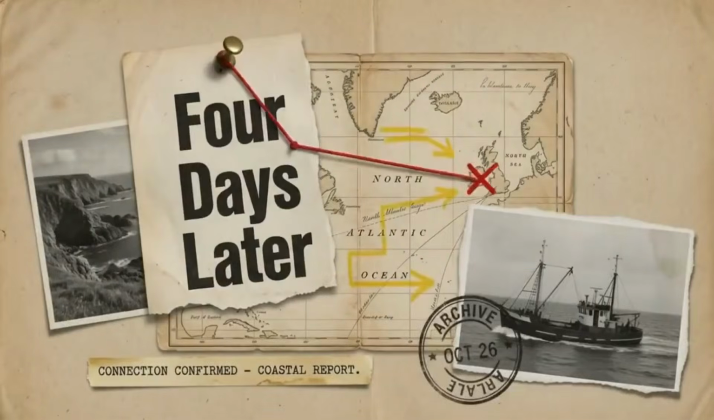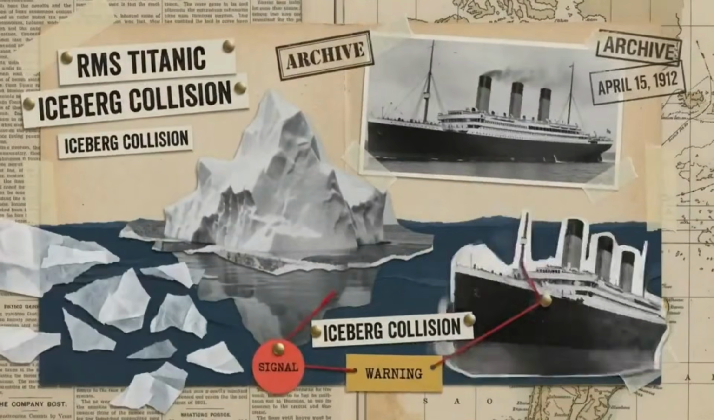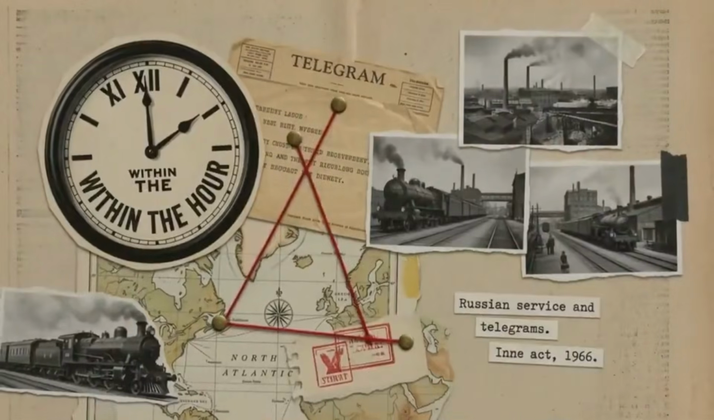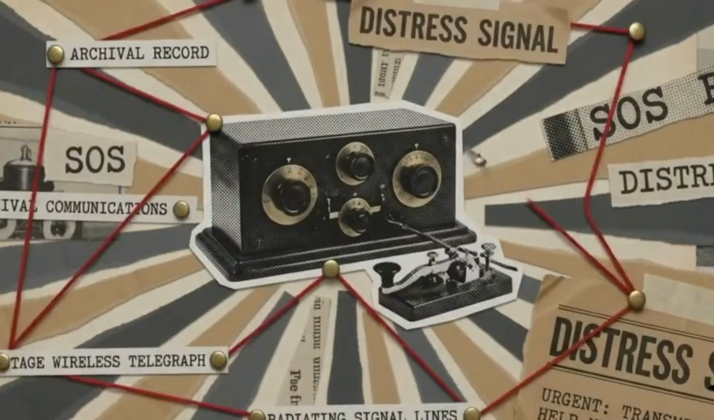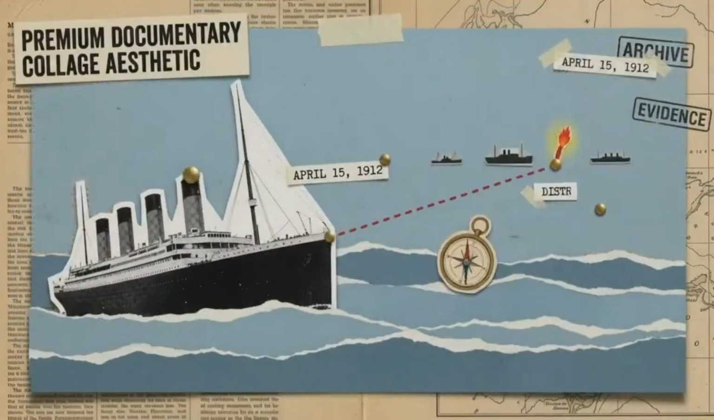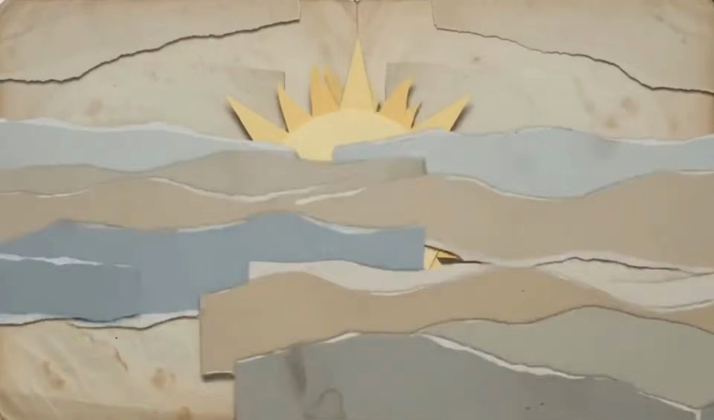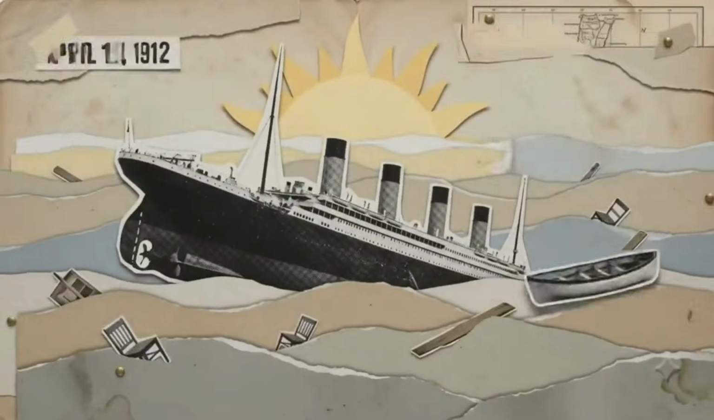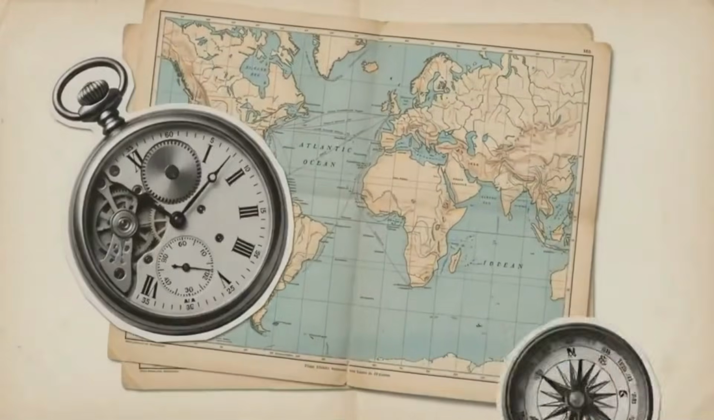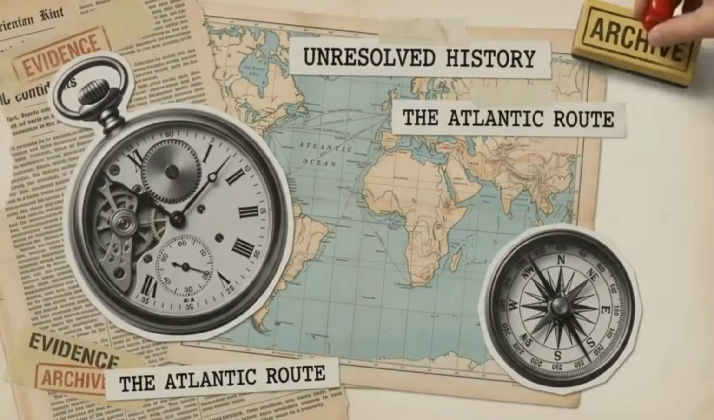4 days later, an iceberg tears open the starboard hull. Within the hour, distress signals race across the sea because nearby ships are too far away. By dawn, Titanic has vanished beneath the waves, leaving unanswered questions about confidence, technology, and human judgment.